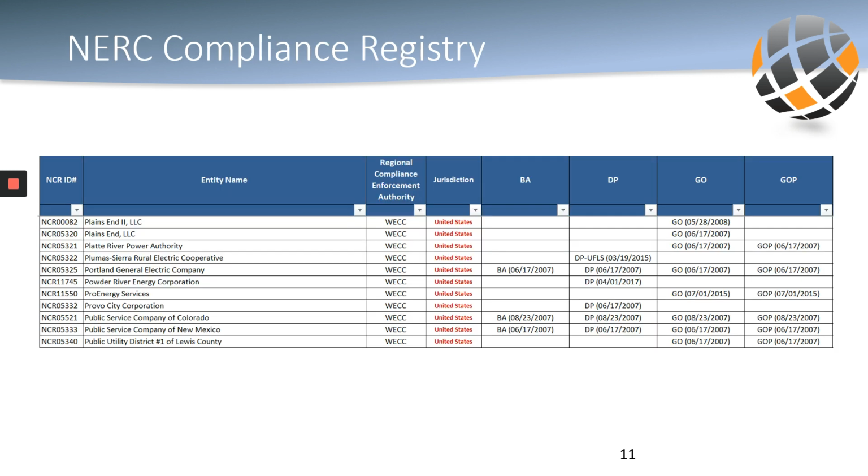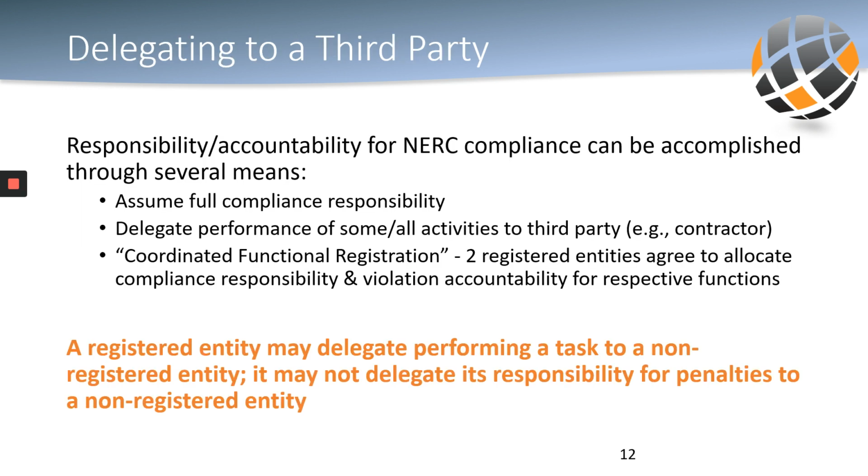This is a screenshot from NERC's compliance registry. You will see here that the registry lists each registered entity, its region, its registration effective date, and each registered function the entity performs. The general rule is that once a registered entity is registered for a function, it is on the hook for all penalties and other sanctions if there is a violation of any associated requirements. Typically, a registered entity will assume full responsibility for compliance and penalties or sanctions for noncompliance.